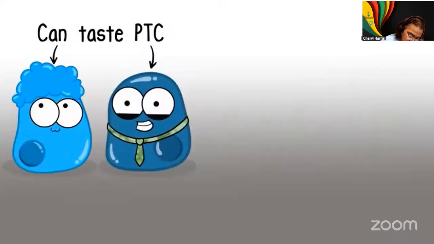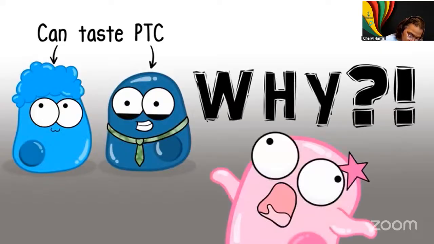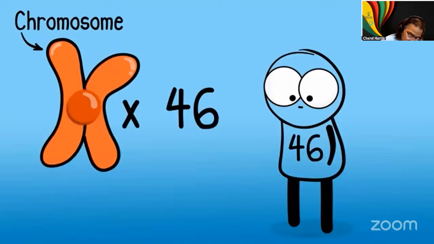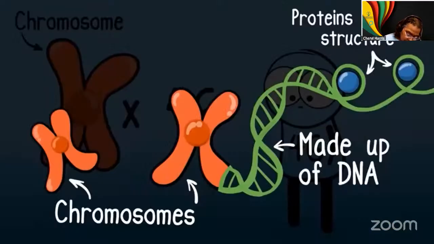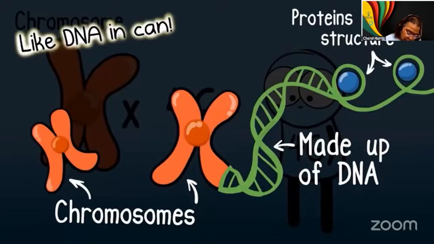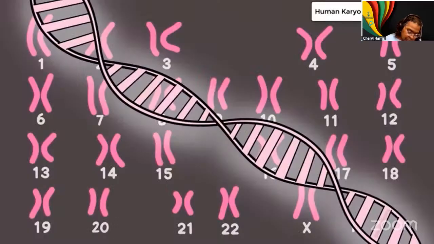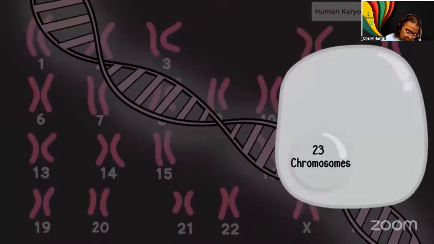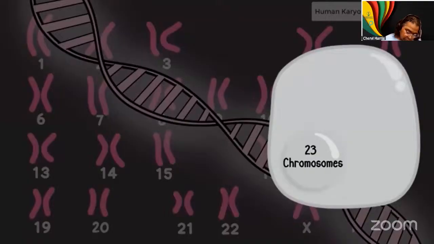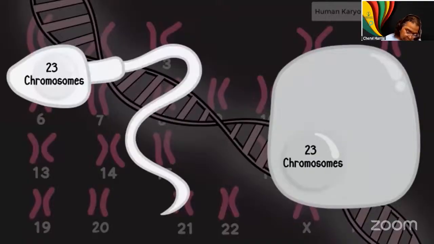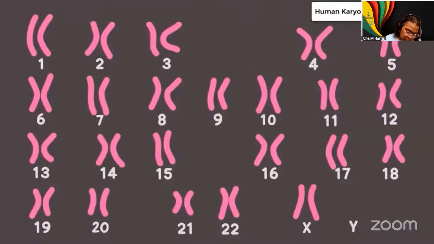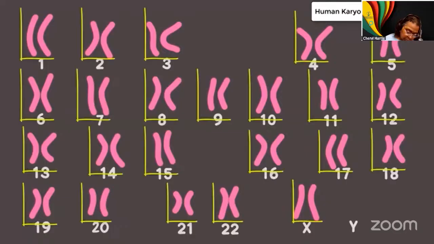One thing I have found so interesting is that my parents can both taste PTC. So why can't I? Recall that humans have 46 chromosomes. Chromosomes are made up of DNA and protein. It's a condensed unit of DNA. My whole genetic code is represented by these chromosomes. You inherit 23 chromosomes from your mother and 23 chromosomes from your father. Here's all 46 of them right here. As you can see, there are 23 chromosome pairs.